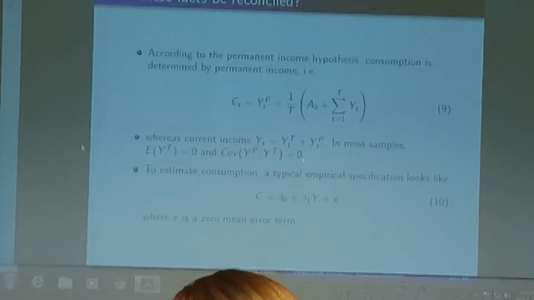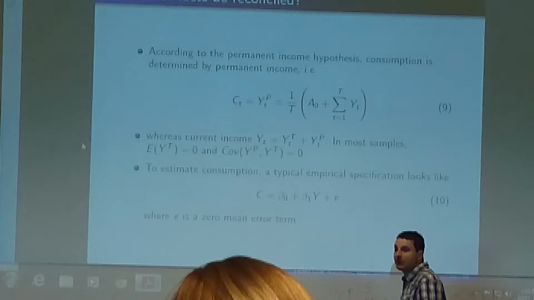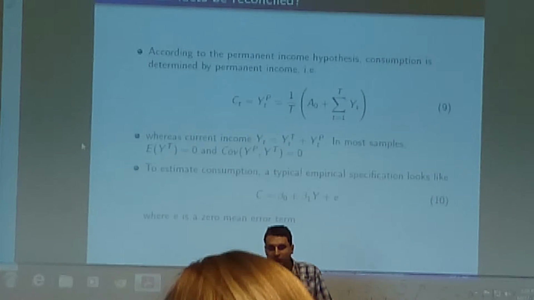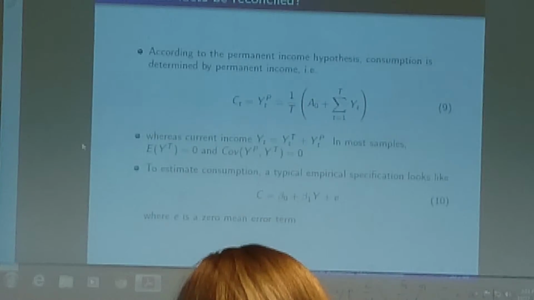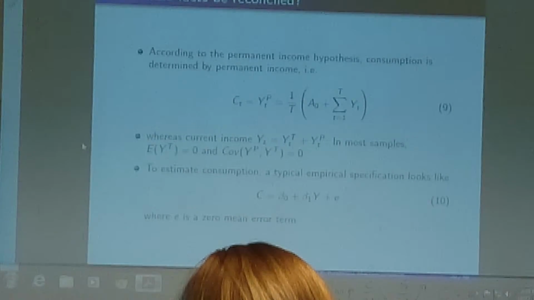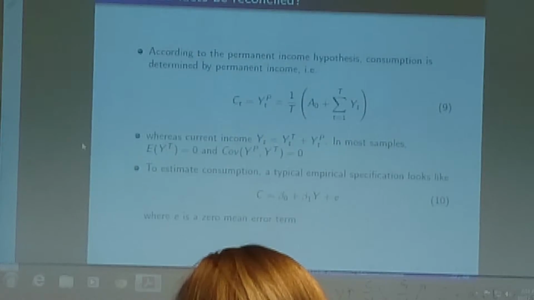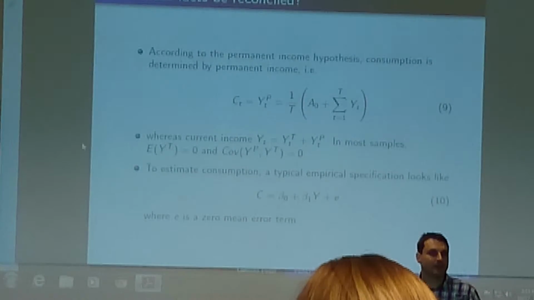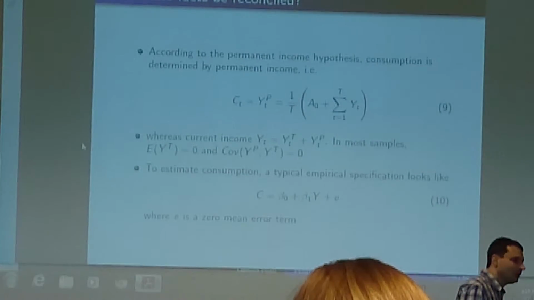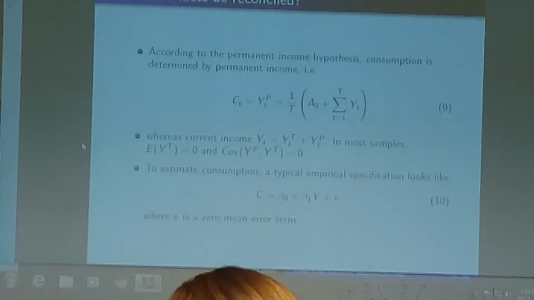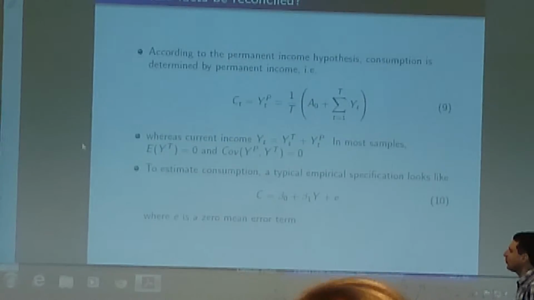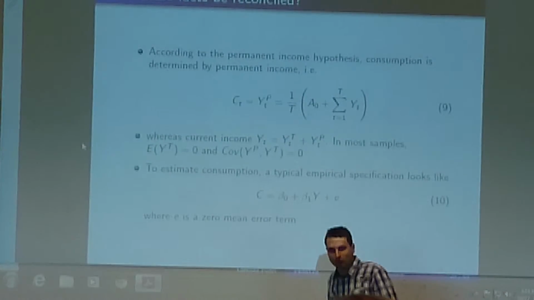What else do we need to know? Well, in most samples you will see that transitory income typically, on average, equals 0. So transitory income, what is it? One day you get a windfall gain, the other day you get bad luck, but on average it tends to 0. You have a positive income shock one day, a negative income shock another day, and the sum cancels. So on average, transitory income is equal to 0.